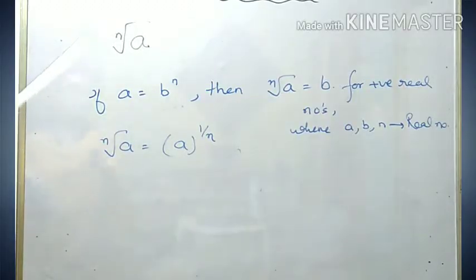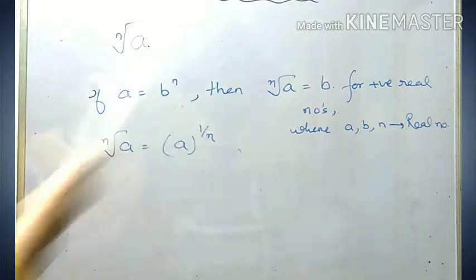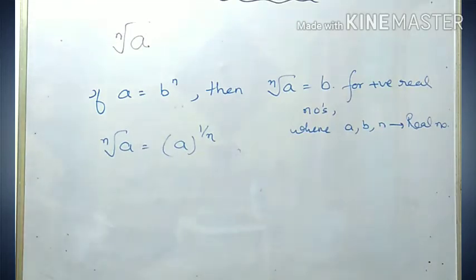Now, what do you mean by nth root of a? If a is equal to b to the power n, then nth root of a is equal to b, for positive real numbers, where a, b, and n are real numbers.